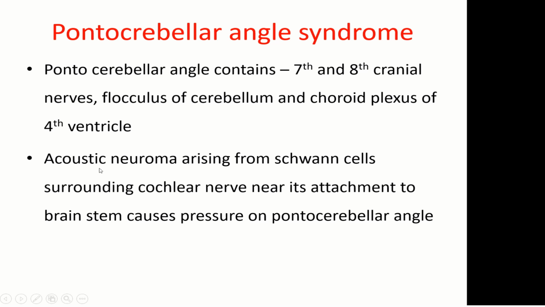Always remember: acoustic neuroma arising from Schwann cells. Where are these Schwann cells? These are the Schwann cells which are actually surrounding the cochlear nerve. This tumor compresses pontocerebellar angle structures. What are these structures? The seventh cranial nerve, eighth cranial nerve, flocculus of the cerebellum, and choroid plexus of the fourth ventricle. Let us see what will be the results of these structures being compressed.